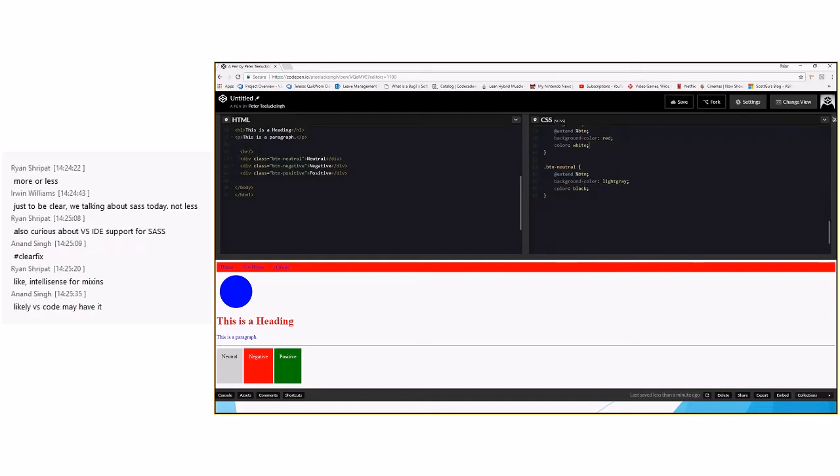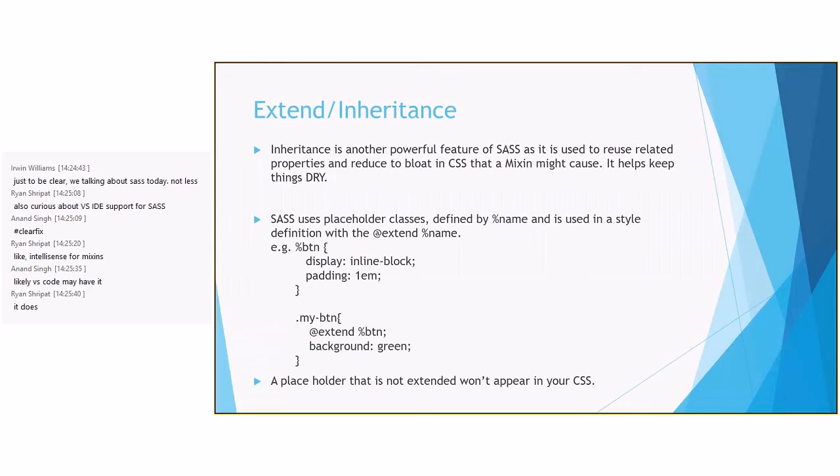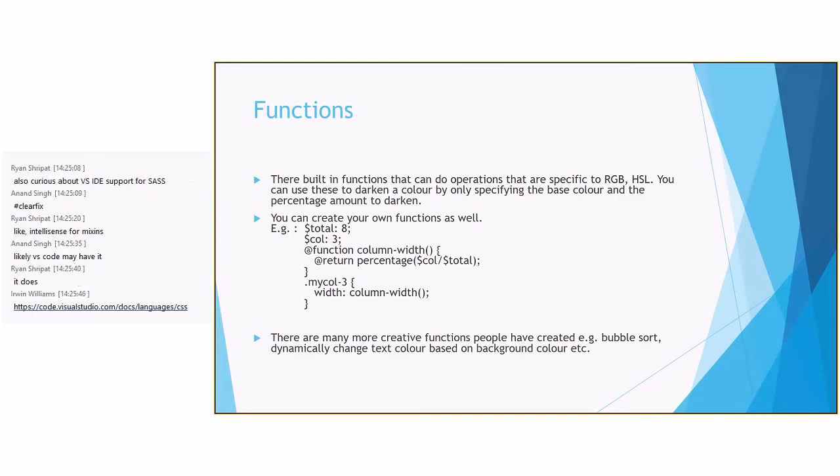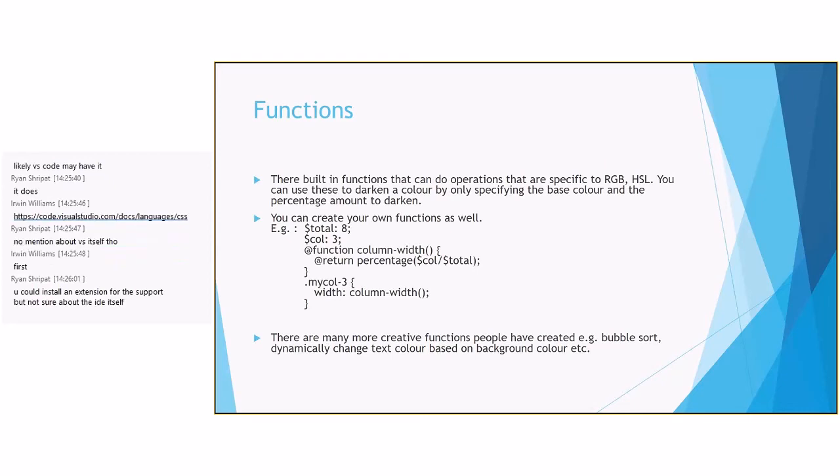What else do we have? We have time running out, but I'll just throw in some functions quickly. Right, functions. It has inbuilt functions, stuff specific to RGB and HSL. HSL stands for hue, saturation and lightness, I think. We'll use one of those right now to show you how we can easily change the shade of a color without changing the name of the color or the hash of the color. So I'm going to do that quickly.